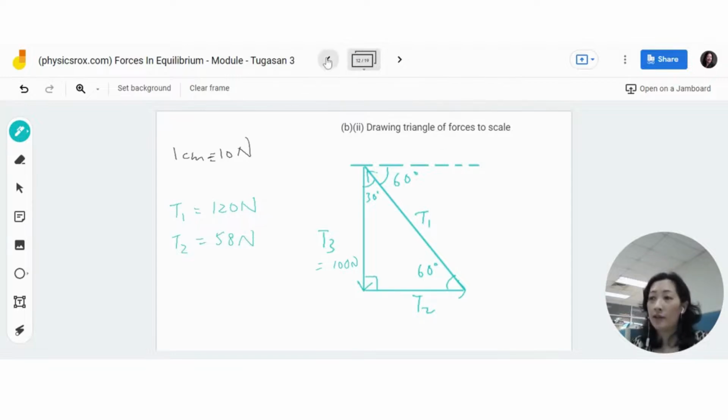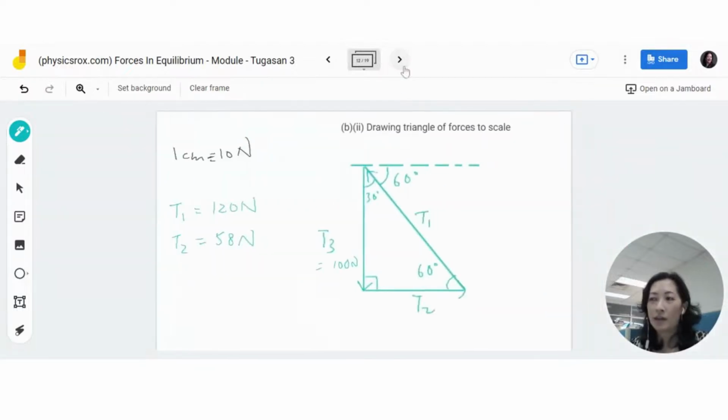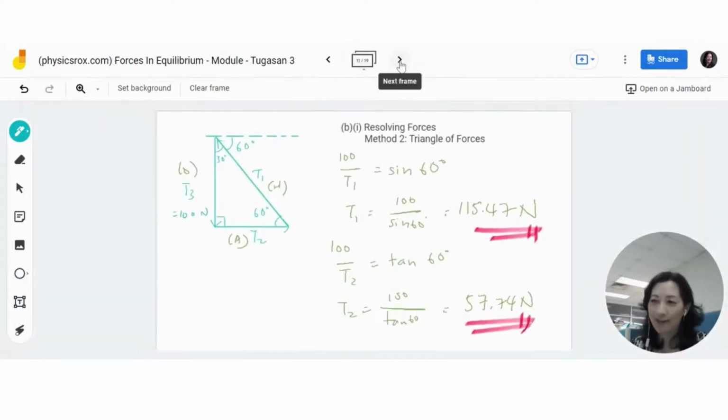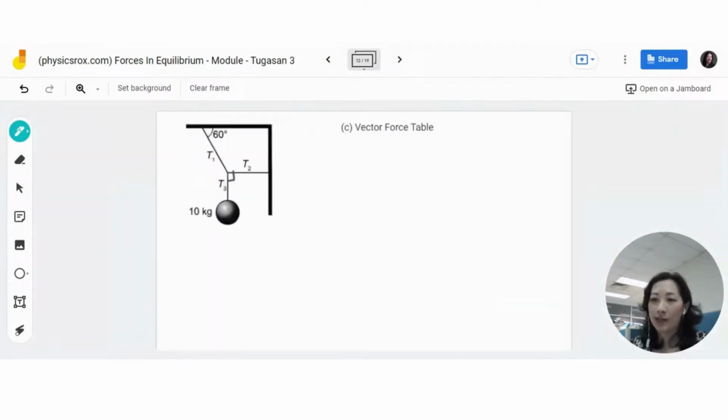And again, if you want to make sure that's correct, just check against the numbers before. You'll find that, yep, it's close enough. Again, remember, you won't get the exact number because we're drawing it to scale. How are you going to get all these decimals, right? So if these numbers are pretty close, you know you've got it right. So similarly, for the vector force table, let me give you the answer over here.